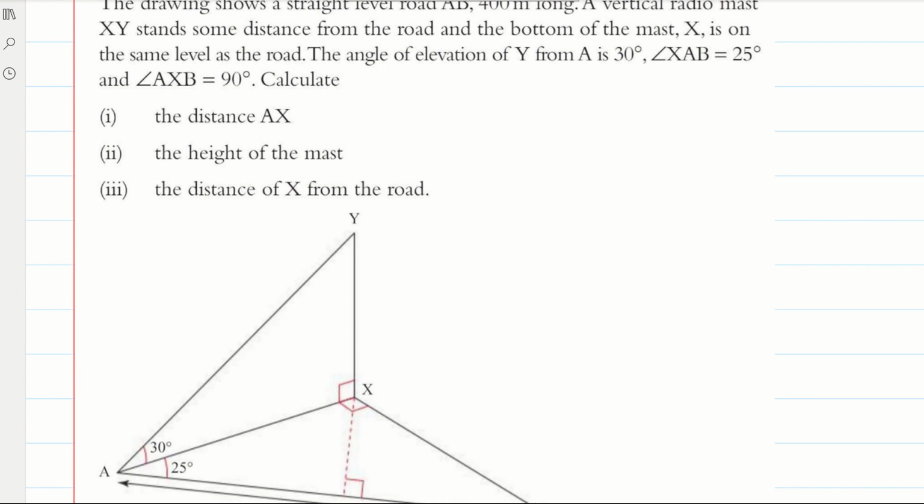Remember, angle of elevation is when I'm at the bottom, from the horizontal looking up to something. So that's the angle of elevation. And the angle of depression is when I'm at the top looking down. Okay, and it says calculate the distance AX. So I want to find this one first.